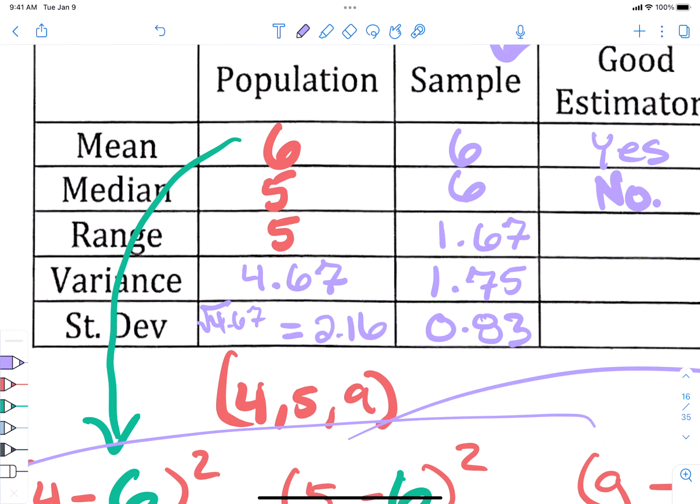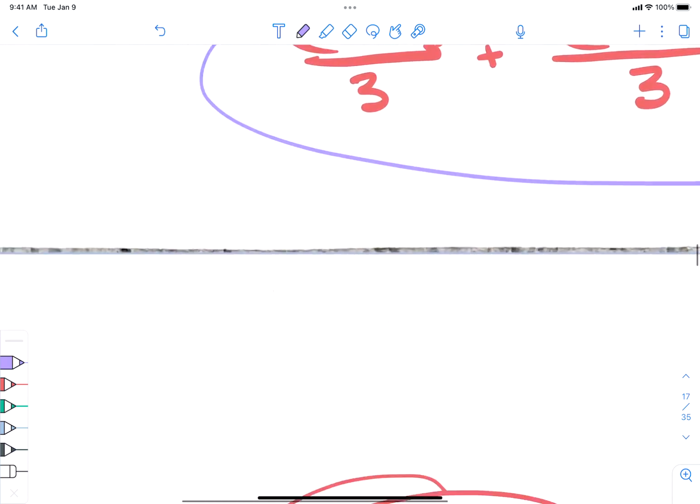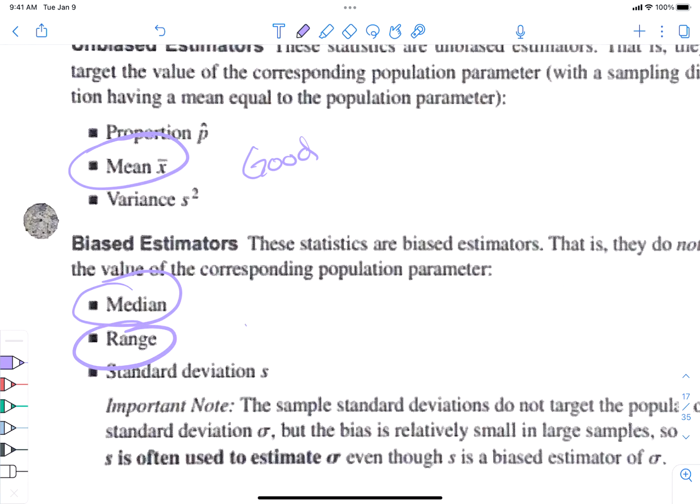Range, 5 versus 1.67. No, and if we think about it, the range of a sample, which is a smaller set, will not be the same as the range of the whole set, right? It's going to be smaller. So they have range listed as biased, which means a bad one.